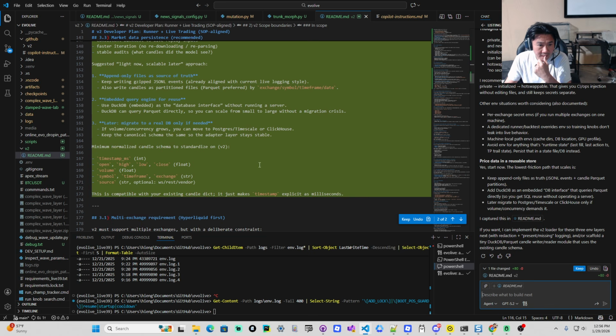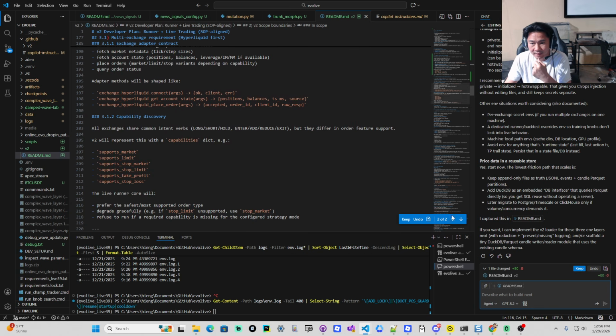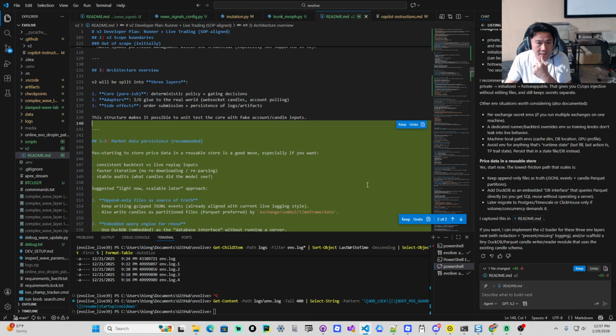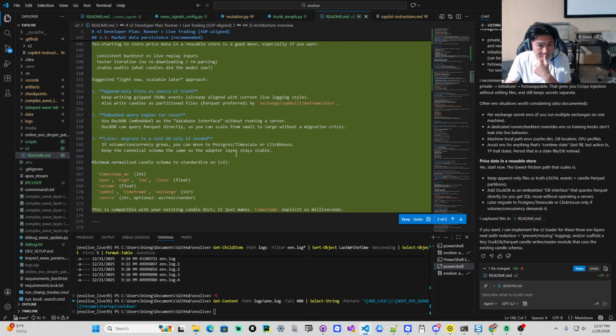Okay. And then the timestamp. Time frame, their source. Okay, cool. And I think we kind of ran into this: to compile with consistent data, make the timestamp explicit as milliseconds. So that's something we have to consider. And then market data, I think we already talked about this one, right? Reuse, consider backtest, live replay. Yeah, we talked about this.